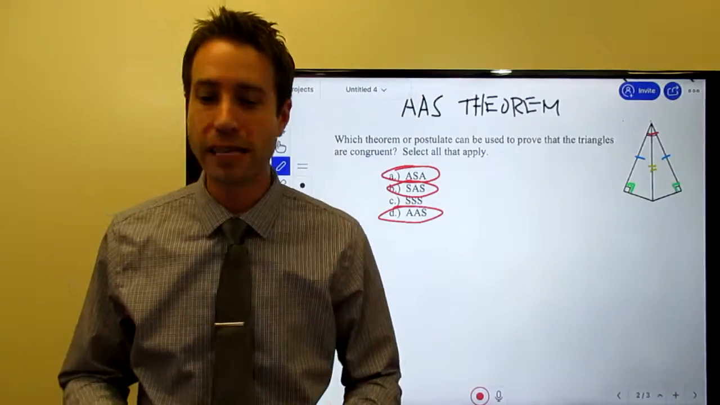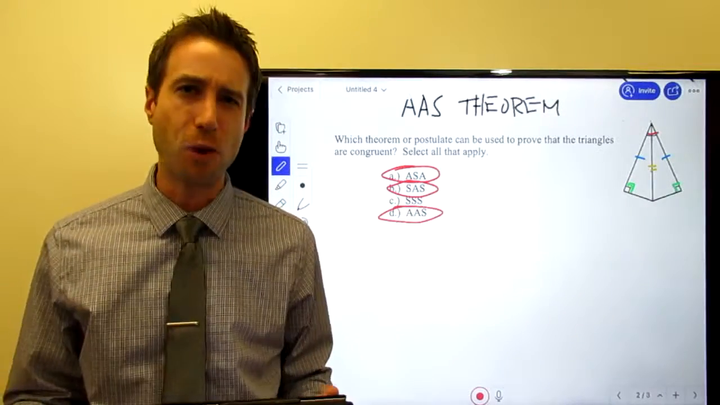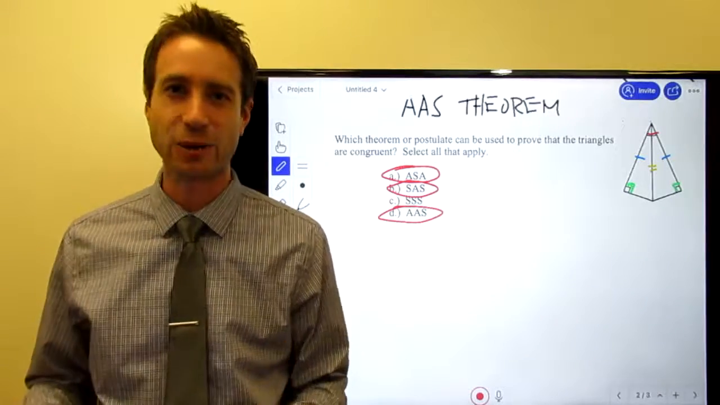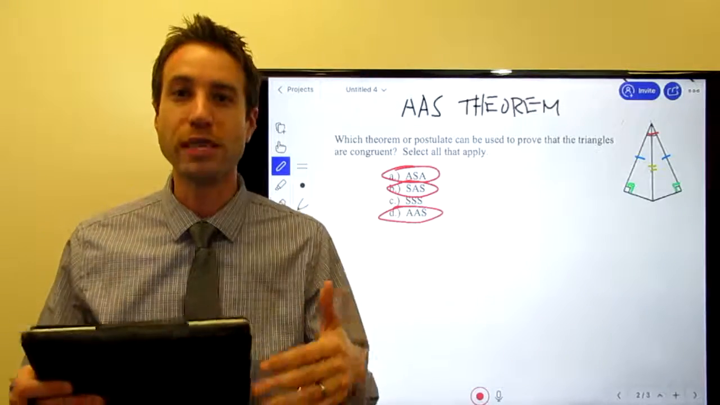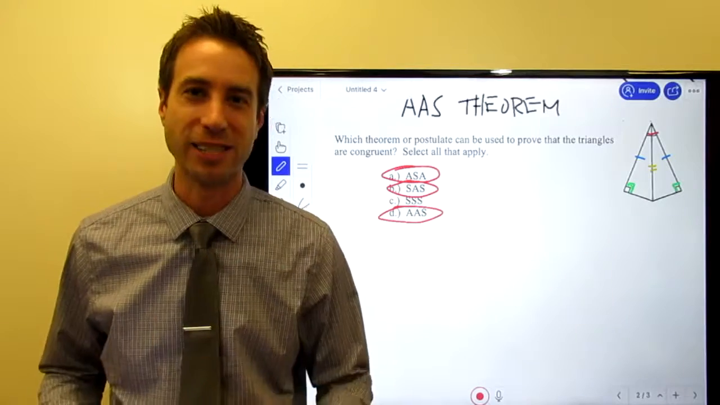Alright guys, head on over to the next page of the notes. We'll take a look at a few more problems with proving angle, angle, side theorem and using that to prove triangles are congruent. I'll meet you guys on the next page.